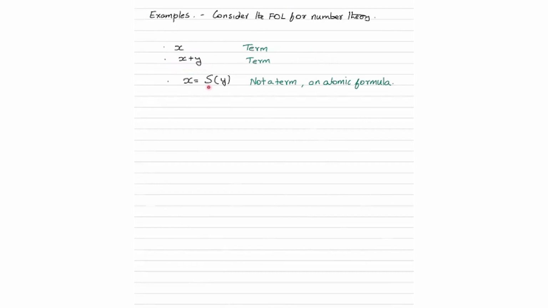And successor is a function, and therefore something like this is not a term, because you're using equality. Again, I should probably just use this symbol for equality. So this is my equality. It's not a term, but it's an atomic formula. These are some simple examples. Fine. Any questions?